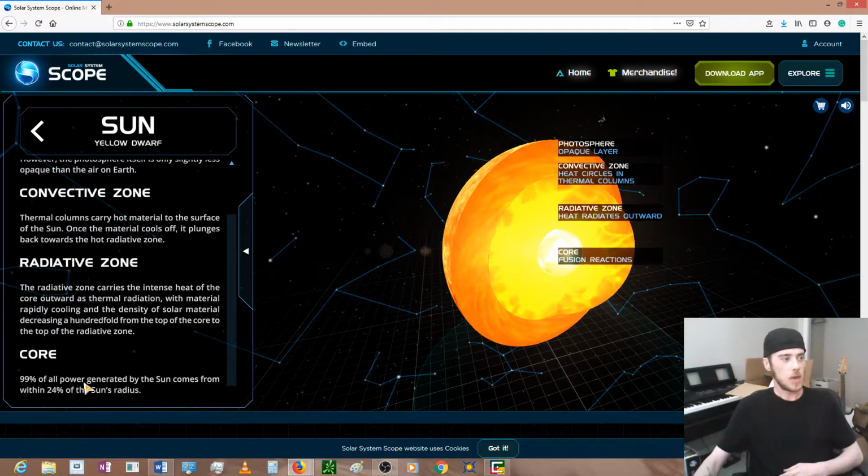99% of all the power generated by the sun comes from within 24% of the sun's radius. So that 24% of the sun's radius is basically where most of the energy is burnt, most of the stuff that is used to keep the sun going. Any asteroid or any material that goes into the sun is going to be used as fuel. That sucks to be them, but that's just the way it is. If you decide to fly yourself into the sun, well, you're asking for it.